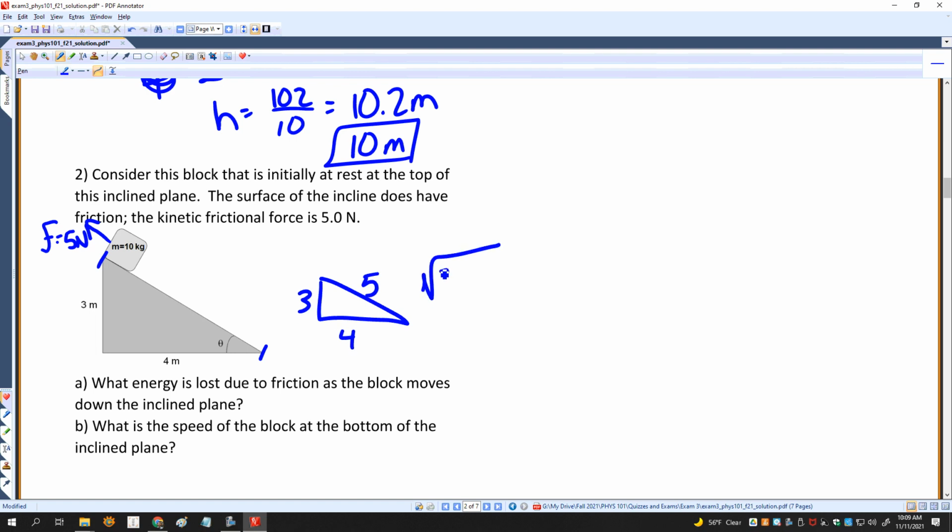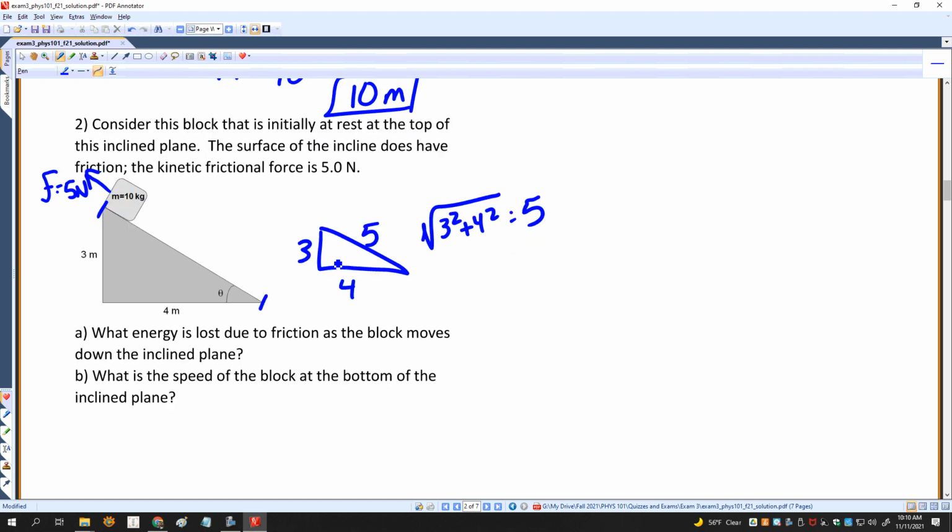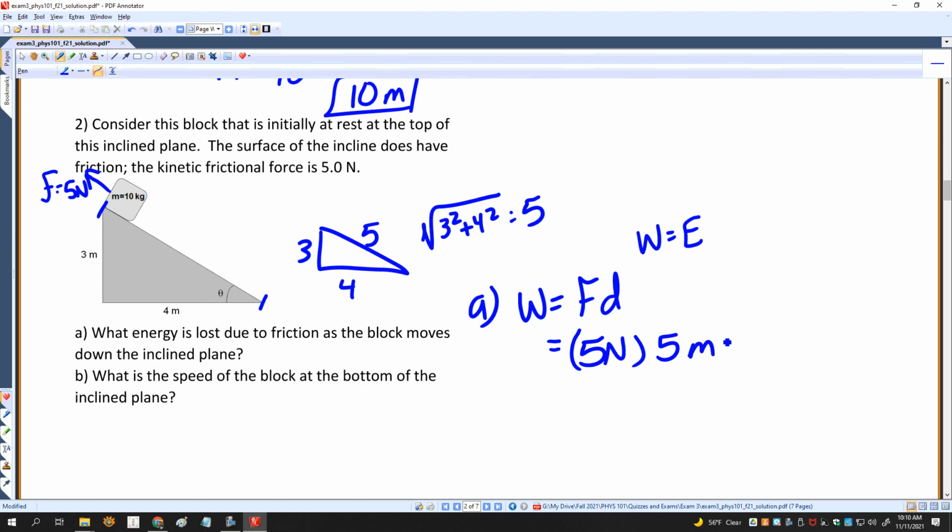If you didn't know how to do that, I guess that's the square root of 3 squared plus 4 squared. That's equal to 5, to get the hypotenuse of that triangle. And so to find the energy of this is just saying work is equal to force times displacement. And remember that work is equivalent to a change in energy. So my force is 5 newtons, that's my frictional force, times my distance, which is 5 meters. So that's 25 newton meters, or we call those joules.